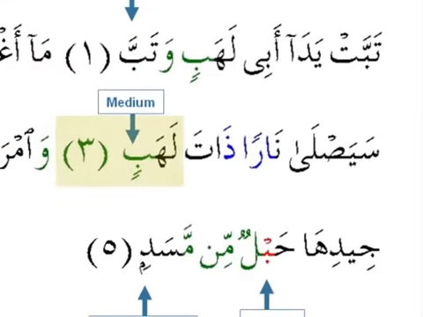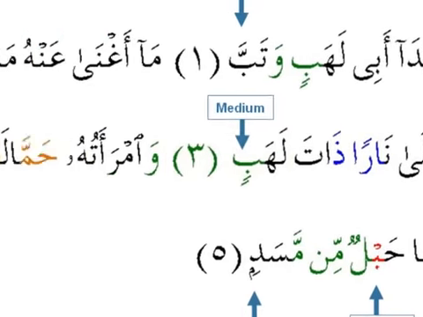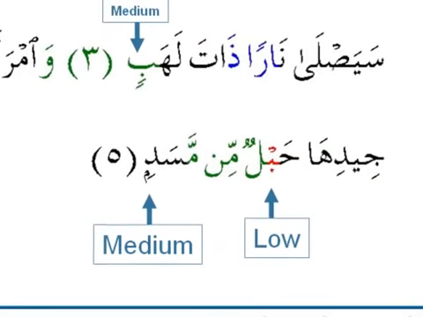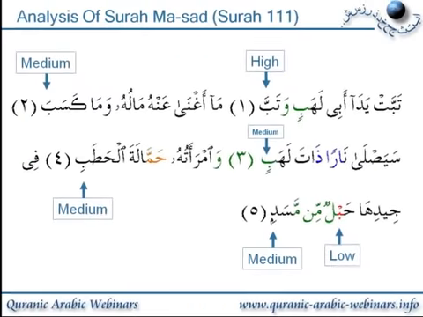Third one, lahab. Fourth one, hatab. And then on the last line, if you have a look, we've got a low one because it's in the middle of the word. So it's haba. And then we've got a medium one again, masad. Masad.